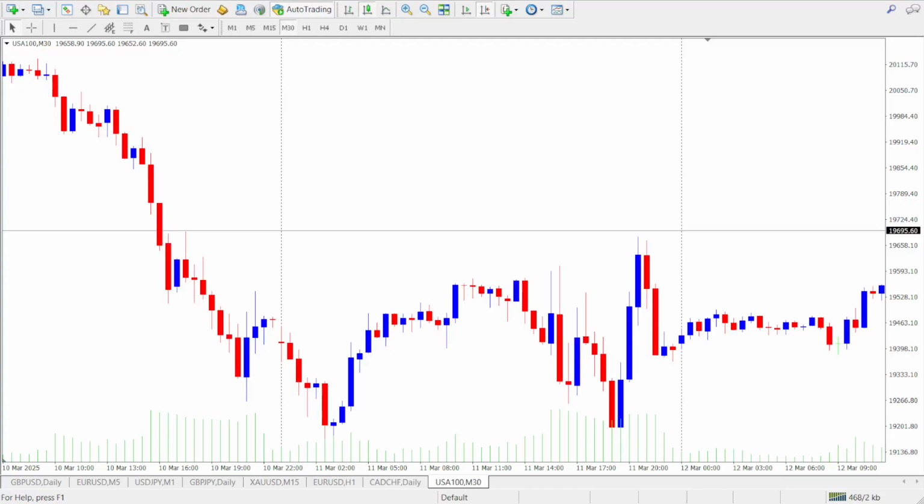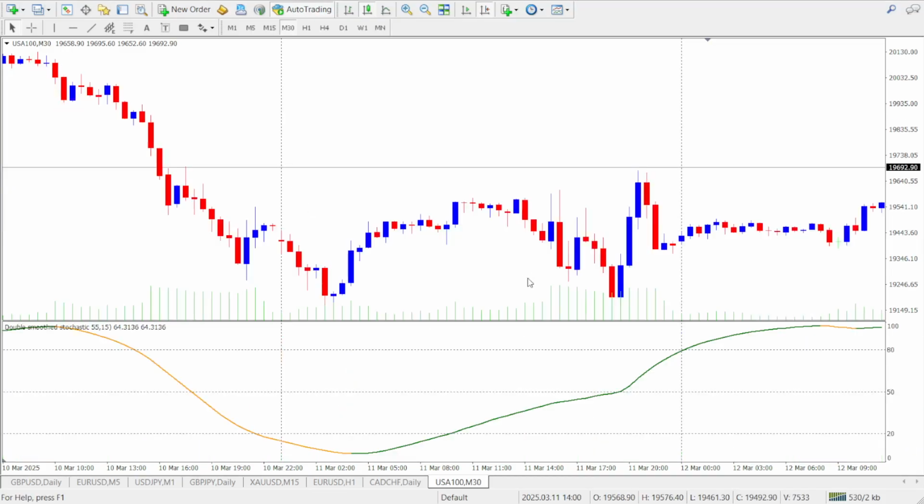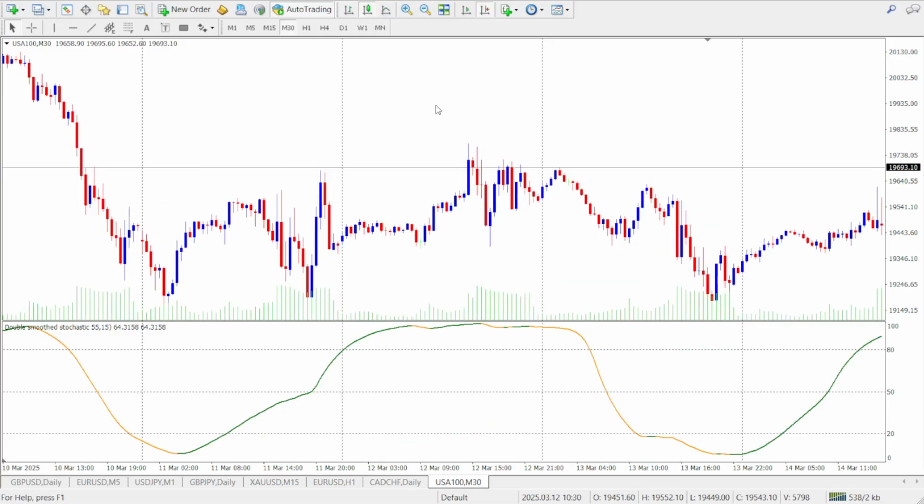Okay, first of all, let us break it down. I'm going to add the indicator right now to the chart. Okay, here we go. The Double Smoothed Stochastic Indicator. It is an advanced version of the traditional stochastic oscillator, but with one key upgrade. It applies 2 layers of smoothing to filter out unnecessary noise.